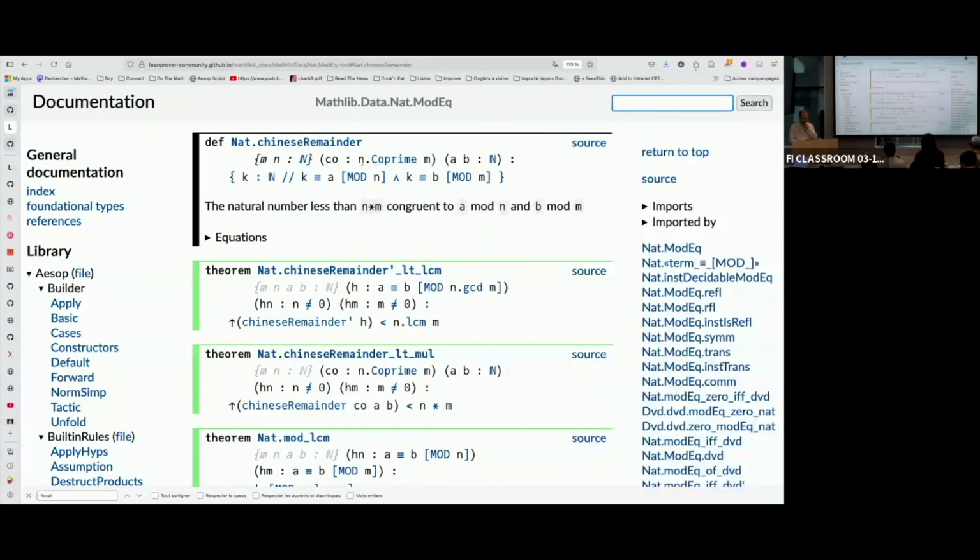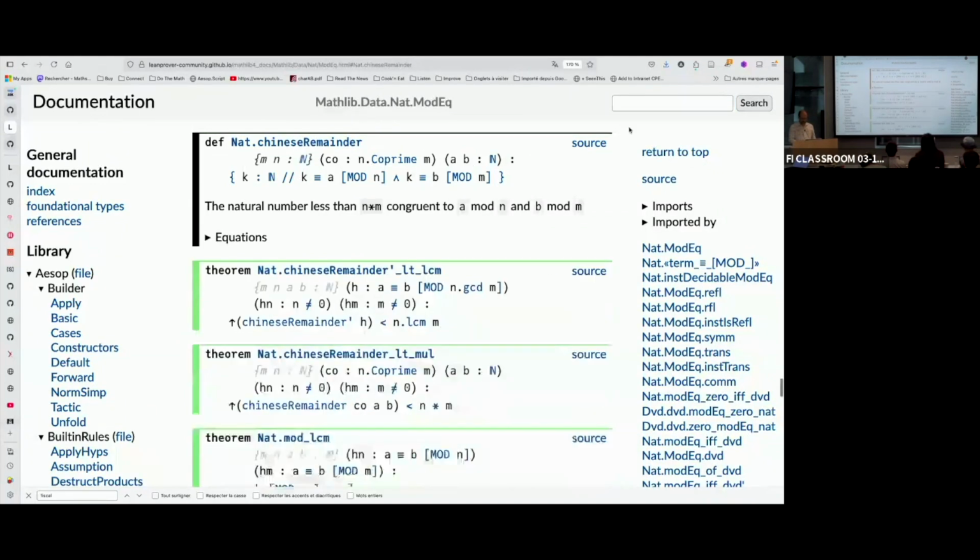So I said that if n and m are coprime, given two integers a, b, it gives you an element k. Okay, it's really a function that takes two natural numbers, a and b, and gives you a natural number k, which belongs to the set, actually to the type, of natural numbers which are congruent to a mod n and to b mod m. Okay.